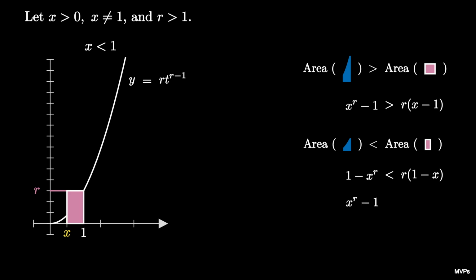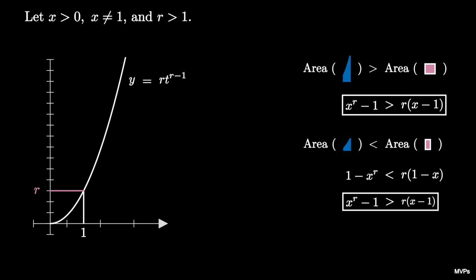But if we multiply this inequality by negative 1, we get x^r - 1 is greater than r times (x - 1), which is again Bernoulli's inequality. In either case, we got the desired inequality, finishing our proof of Bernoulli's inequality via integration.